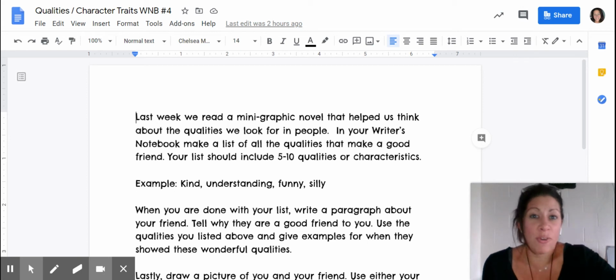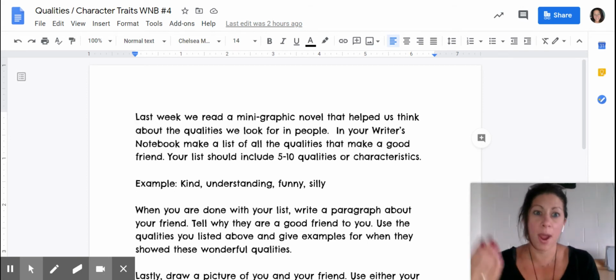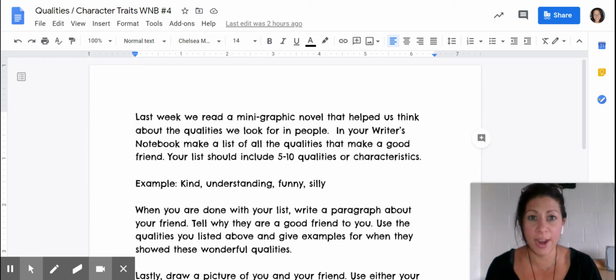Your last step is going to be to draw a picture of you and your friend. If you're using your actual writer's notebook, like that wire-bound writer's journal that you have at home, then you'll just be able to draw a picture with paper and pencil, and then you can use whatever materials you want to color it in, crayons, colored pencils, whatever. If you're using an interactive writer's notebook, like if you're going to write directly in this doc here that I'm sending you, then you can just insert some pictures. I would say no more than 3.